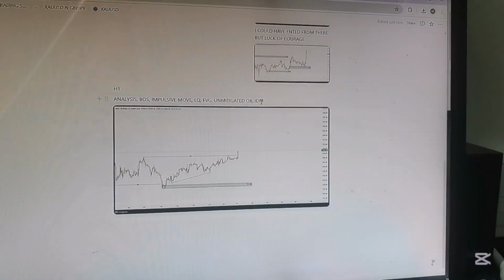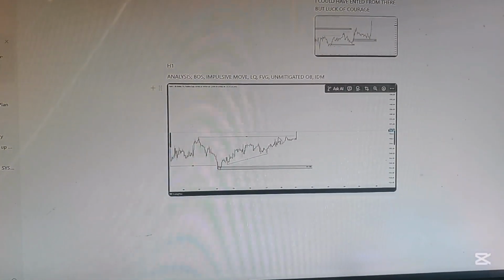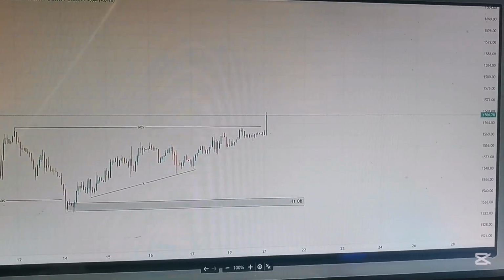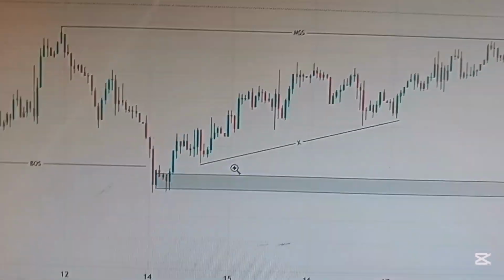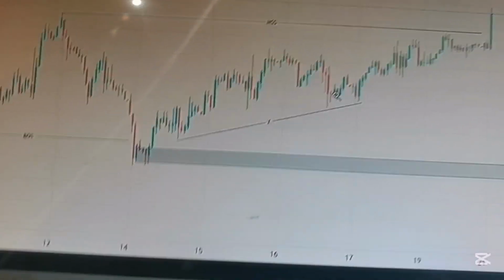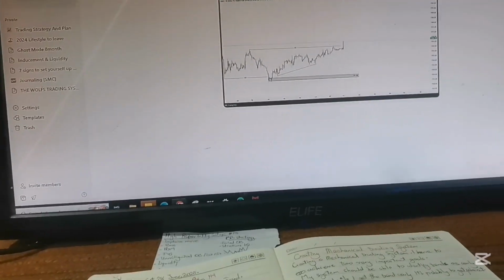1 hour analysis, this is it. Break of structure, impulsive move, liquidity, fair value gap, mitigated IDM. So this is a B plus. This is not an A plus setup, this is a B plus setup, because there is no impulsive move inside this. You can see there is no impulsive move here, but there is a fair value gap right there. Liquidity, trend line liquidity.